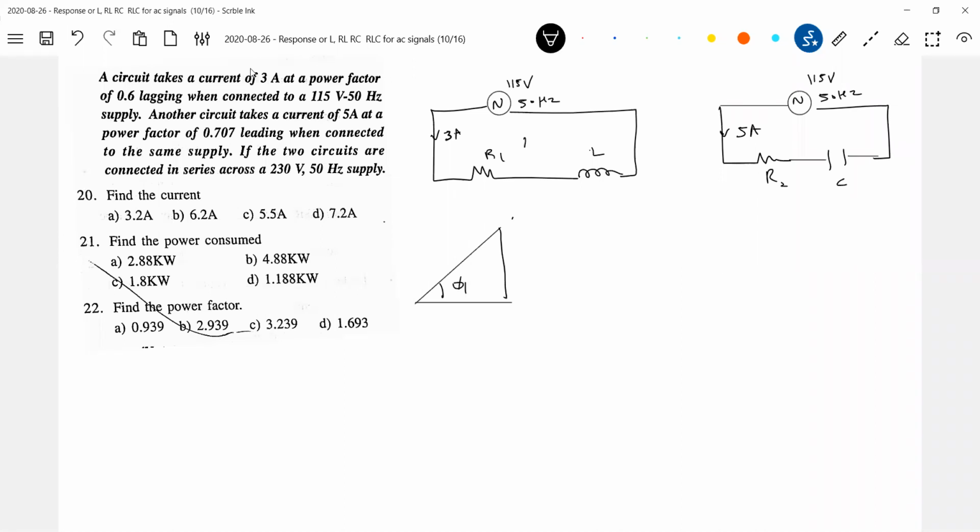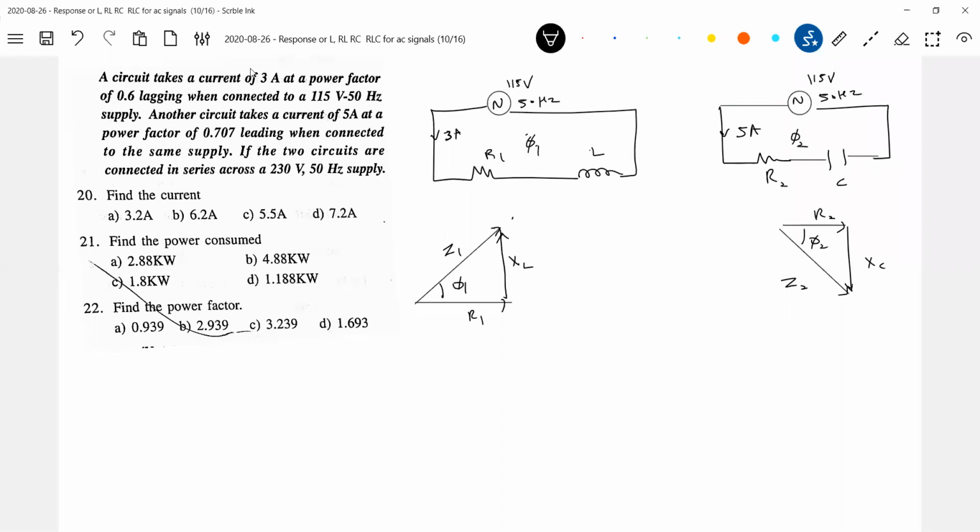There's a phase angle of this circuit, let it be phi 1. The phase angle of this circuit, let it be phi 2. This should be XL, this should be R1, this should be Z1. And then for this, the triangle will be R2, this is XC, this is the impedance Z2, this is the phase angle. I think you know how to draw this impedance triangle. Let's come for one by one.